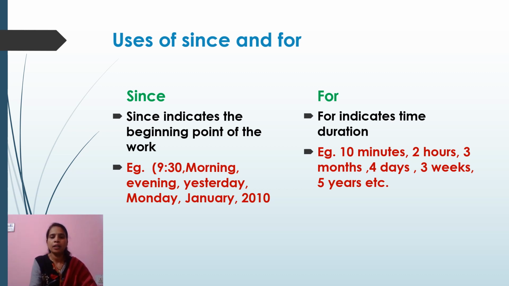For example, I have been teaching since 9:30, or the name of any day or month or the year. For example, we have been living here since 2010. For indicates time duration, or it tells for how long the action has been taking place. Example, 10 minutes, 2 hours, 3 months, 4 days, 3 weeks, 5 years, etc. These words are also asked in preposition, so you must be clear about the use of since and for.